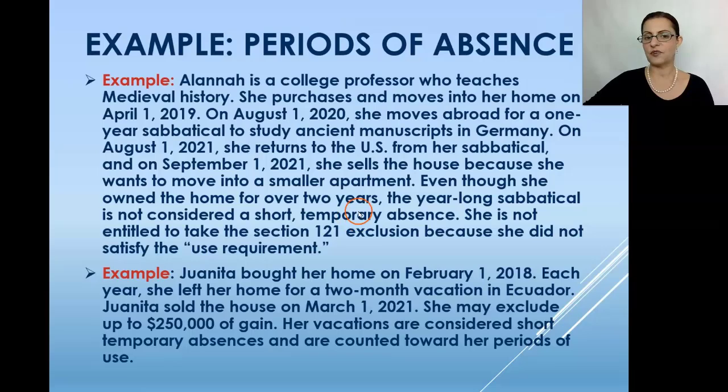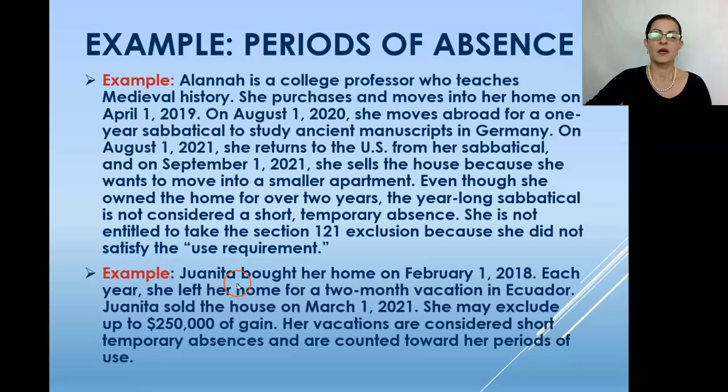Even though she owned the home for over 2 years, so she bought it in 2019 and then she sold it in 2021, she doesn't meet the use test because her sabbatical doesn't count as a short temporary absence. So she's not entitled to take the Section 121 exclusion because she didn't satisfy the use requirement. So she's not allowed to exclude any of the gain from the sale in this case.